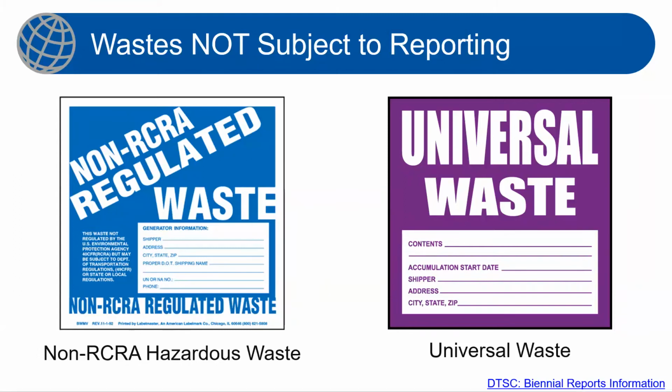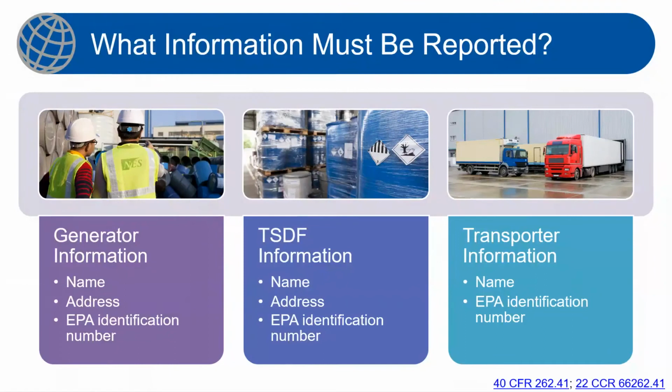Now, the information that we have to report: we have to provide our generator information, our name, our site address, our mailing address. We also have to provide our facility's EPA identification number. Now, one thing to consider for us in California in regards to our EPA identification numbers, we actually have two different types of ID numbers that are issued to generators within California.